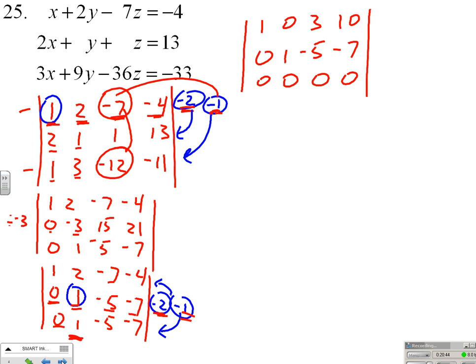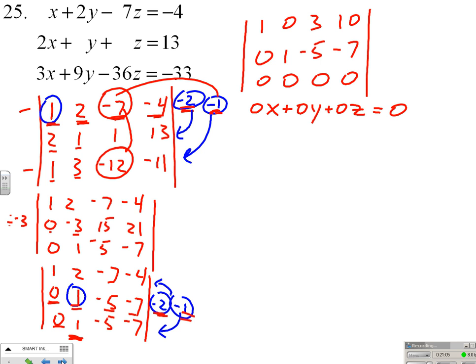And you say, oh, no solution. Well, wait a minute. This is the equation 0x plus 0y plus 0z equals 0. We get lots of values that work for x, y, and z here. So what we have is a common intersection. All three planes are intersecting in a line, and here's the way we're going to handle that.